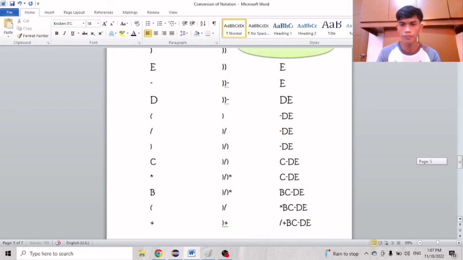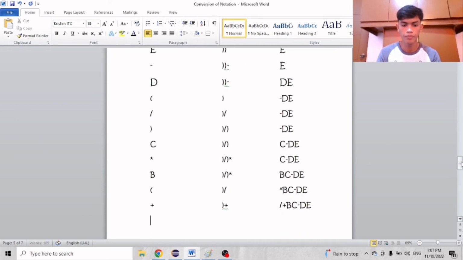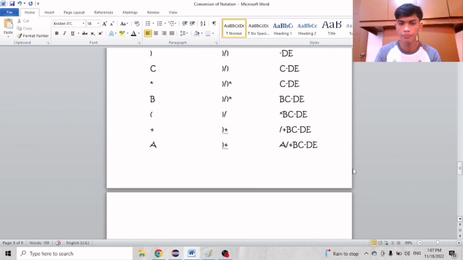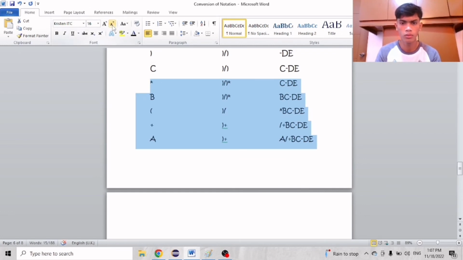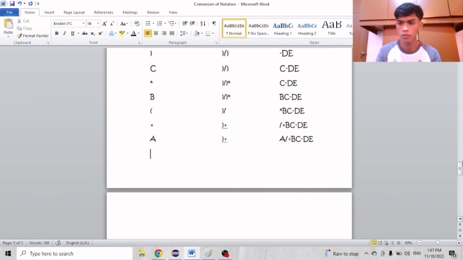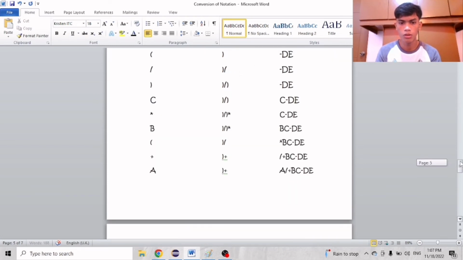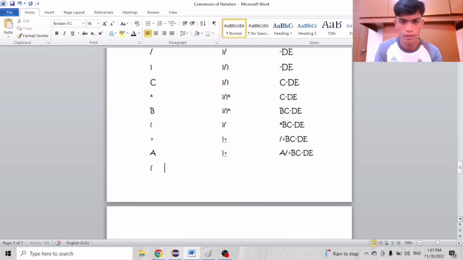So put letter E. Put letter E here. Plus, B, C equals D, E. It is getting bigger. Lastly, the open bracket and the reverse side.